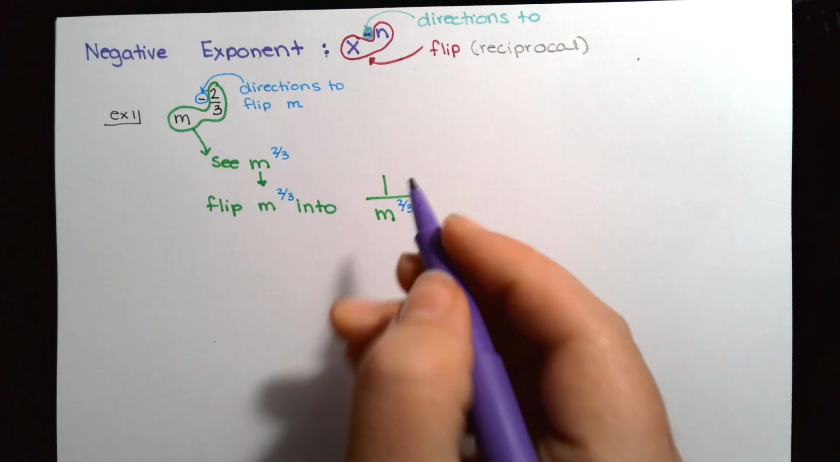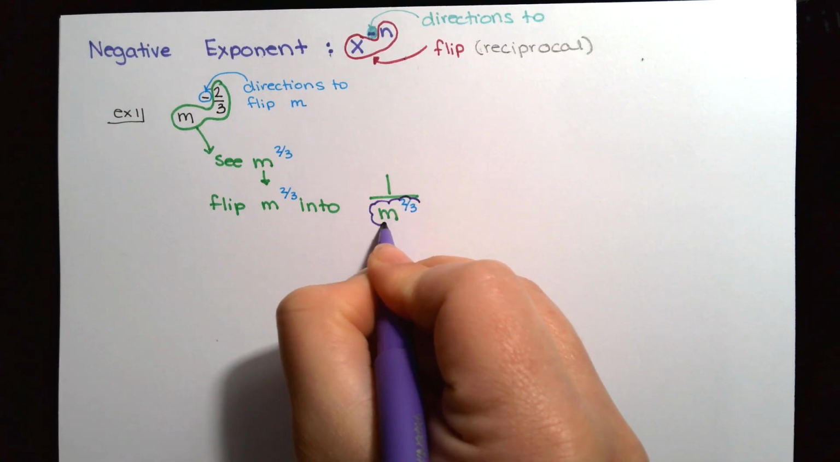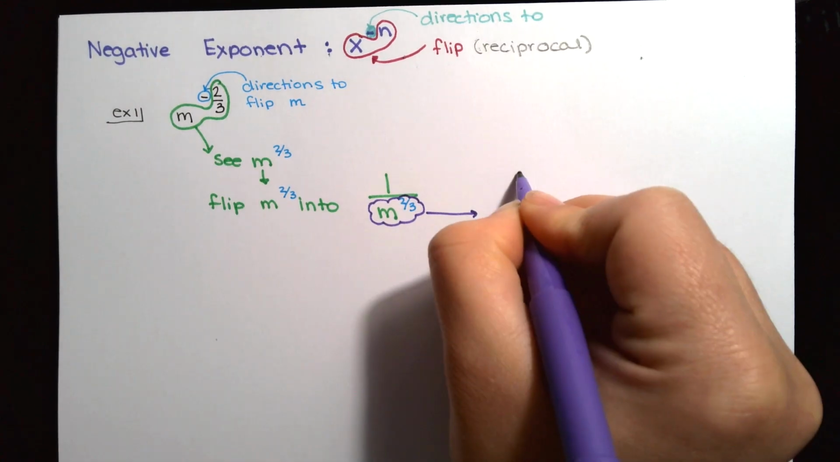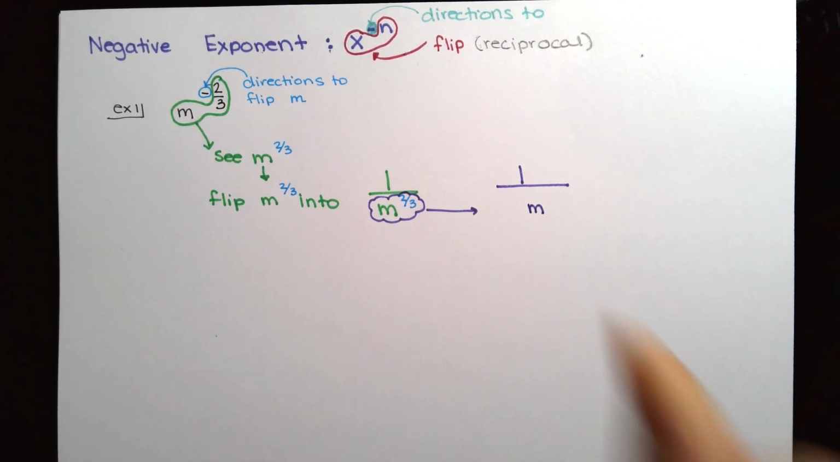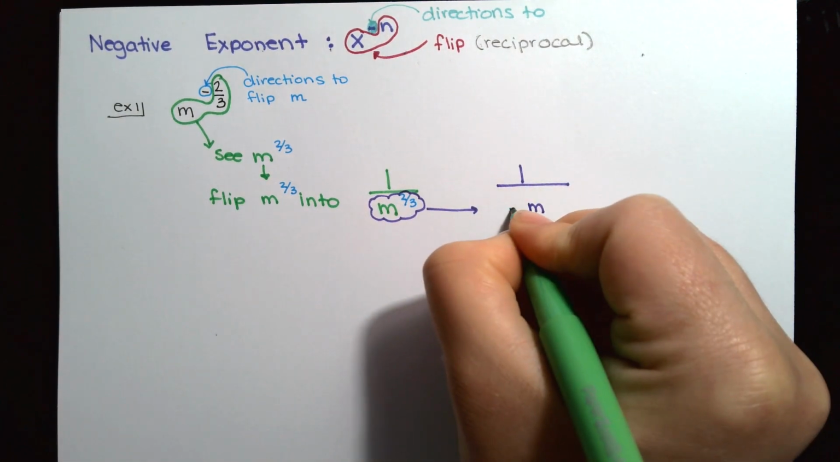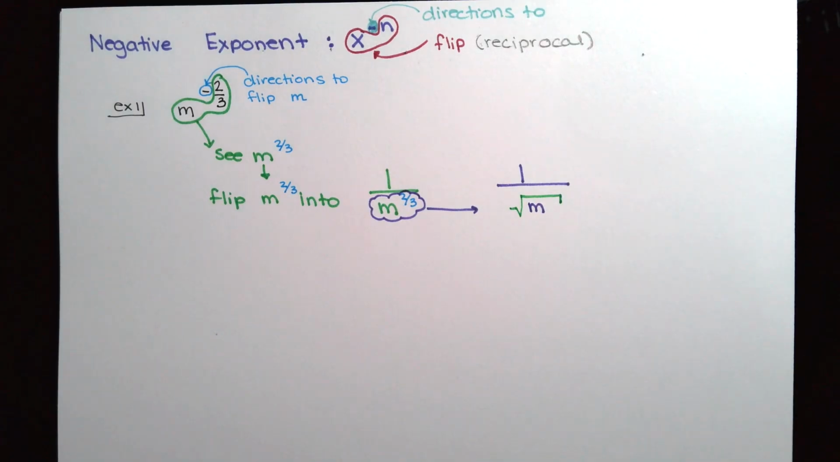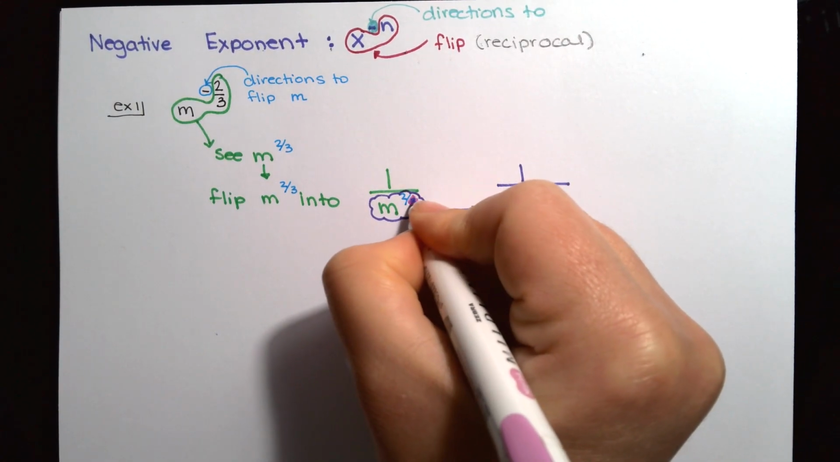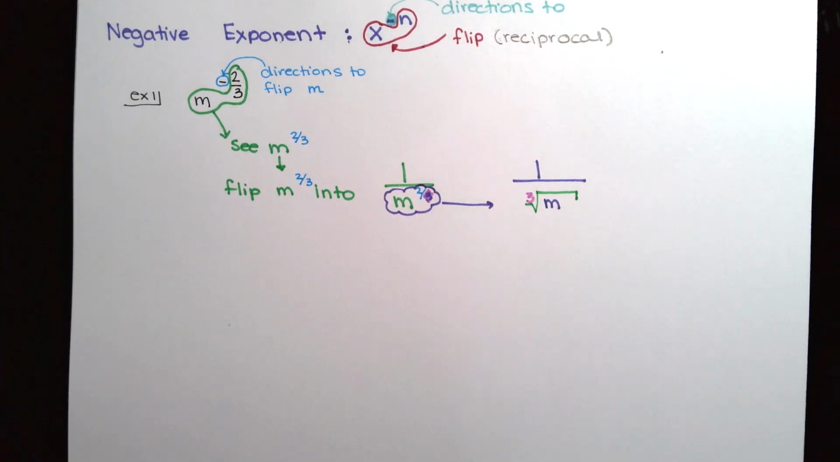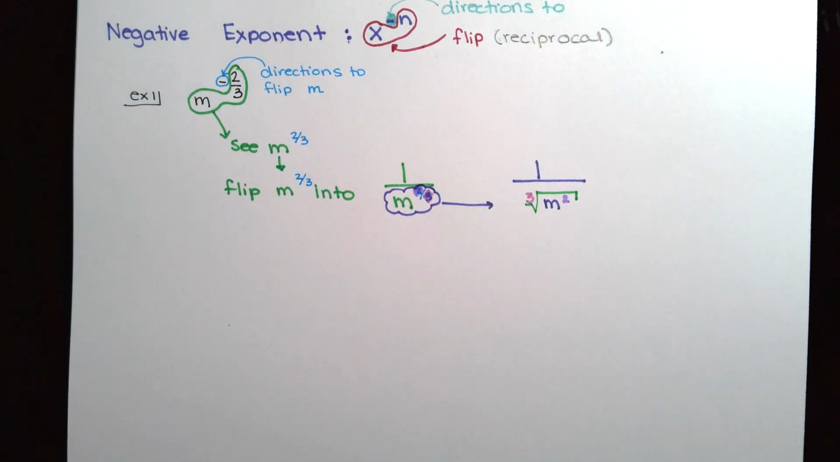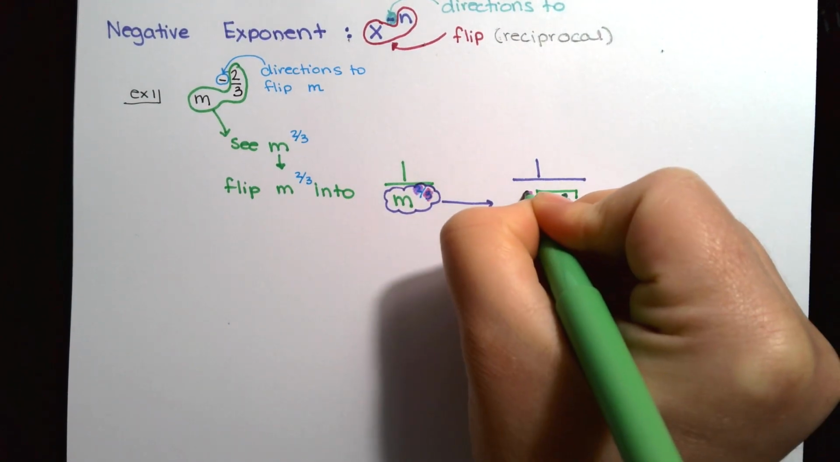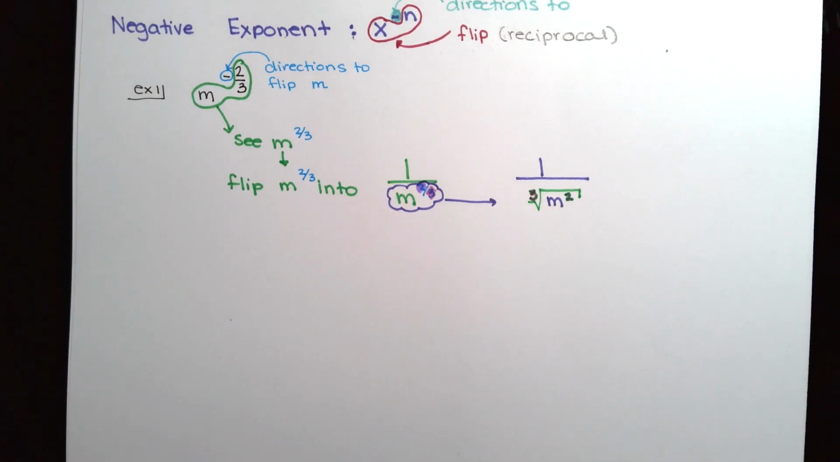Now that we are here, then you're going to take this 1/, and we're going to write our base of m. You're going to have a radical. The exponent is the number on top. The index is the number on the bottom. So our index is 3, and our exponent is 2. Now, again, you have a choice to make. You can either write this on the inside or the outside of m here.